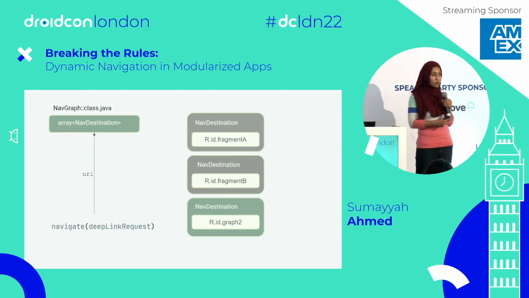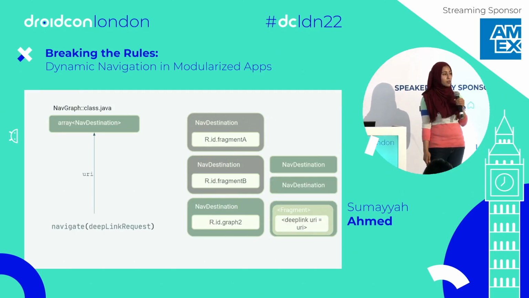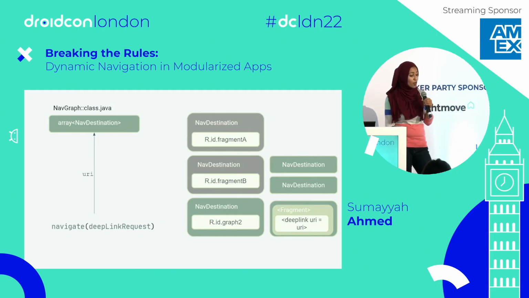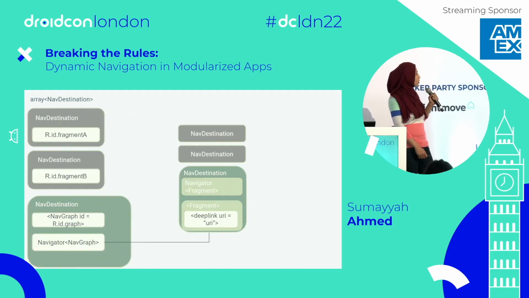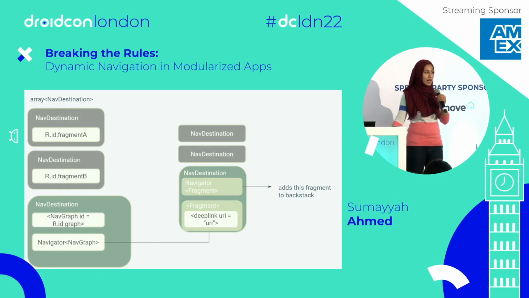Now, this has also been through the inflation process. So behind the scenes, it's going to have its own internal array of nav destinations, one of which is the match that we care about. So again, it takes the URI and matches it against number 1, fail, number 2 is a fail, number 3 is a match, and because that, of course, has its own navigator, it knows how to execute itself and put fragment B on the backstack.